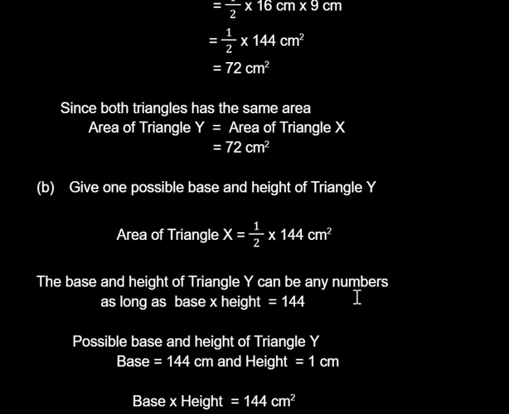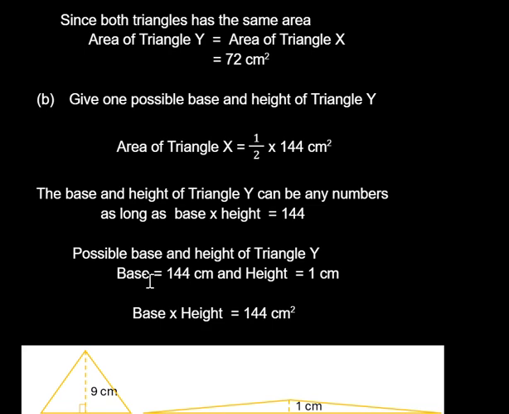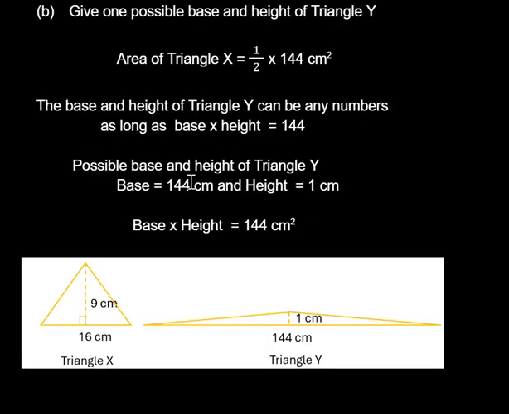To make it very simple, I use 144 as the base and the height as 1 centimeter, because 1 times 144 gives you 144. So the base times height will be 144, and the area will be half times 144, which is 72 centimeters square. This means triangle X and triangle Y have exactly the same area but are different triangles. I hope that helps your child to understand what the question is asking about. Thank you.